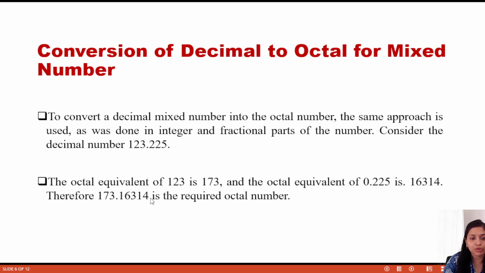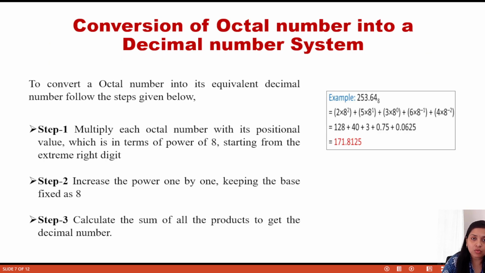I hope all of you understand how to convert decimal to octal number, whether it is a fraction or without a fraction. Now we have to learn how to convert an octal number to a decimal number. If there is an octal number, how will you convert it to a decimal number? Here an example is already given, 253.64, already written. Base is 8, which means this is an octal number, and you have to convert it into a decimal number.